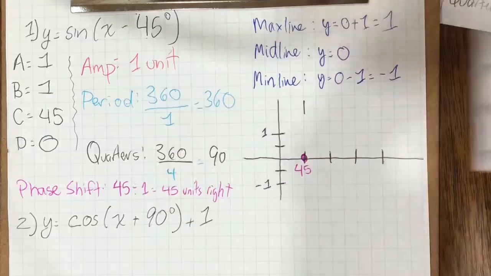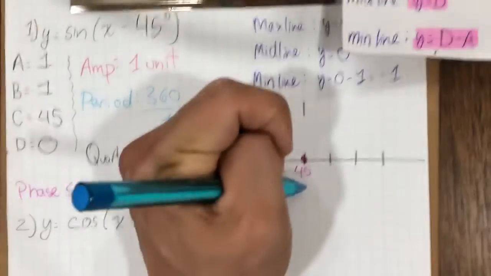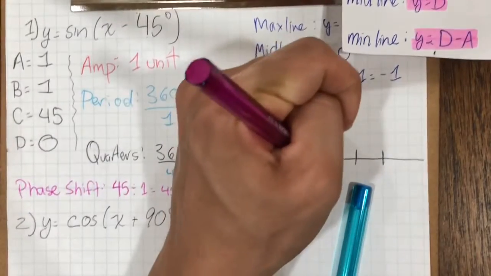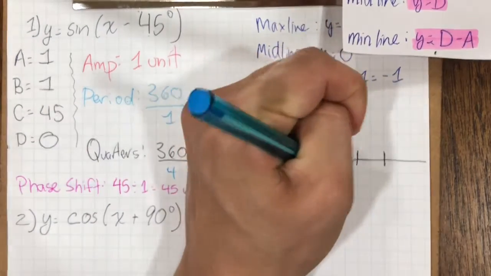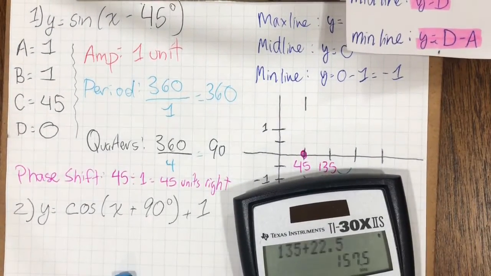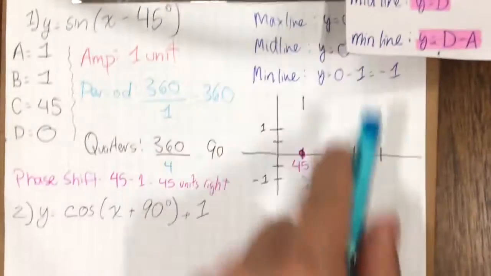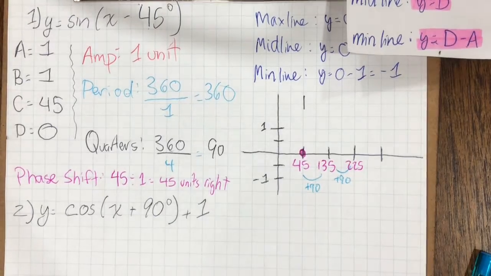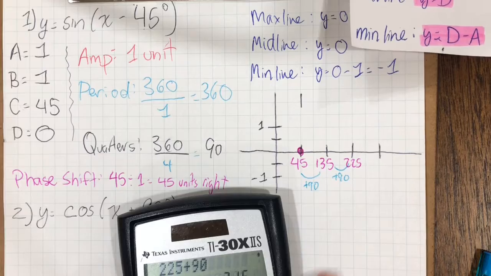All right, so let me go ahead and fill in the x values. So we have 45 plus 90, and that's going to give me 135. Then add that to another 90. That should give me, let me check, 135 plus 90, 225. So I get 225. And then if I do 225 plus 90, I end up with 315.